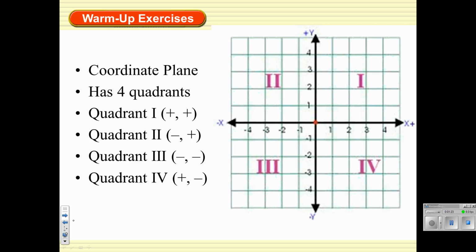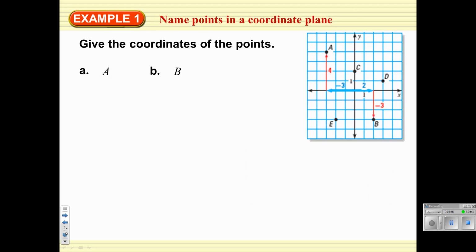And in quadrant 4, we are back to the positive x-axis, but we are still in the negative part of the y-axis. So our coordinates would be a positive x and a negative y. So therefore, you can look at coordinate points and you can tell which quadrant they would be graphed in based on whether the x-coordinate is positive or negative, and based on whether the y-coordinate is positive or negative.